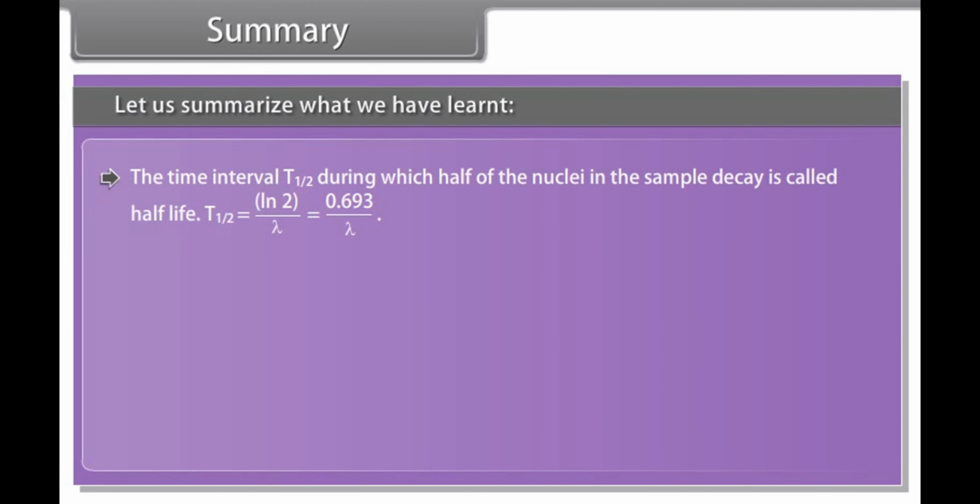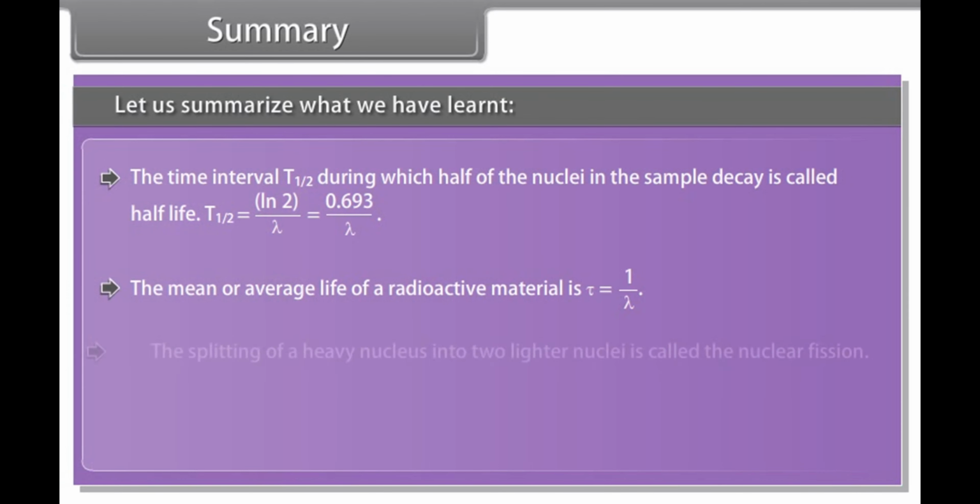The time interval t½ during which half of the nuclei in the sample decay is called half-life. The mean or average life of a radioactive material is the reciprocal of the decay constant. The splitting of a heavy nucleus into two lighter nuclei is called nuclear fission.